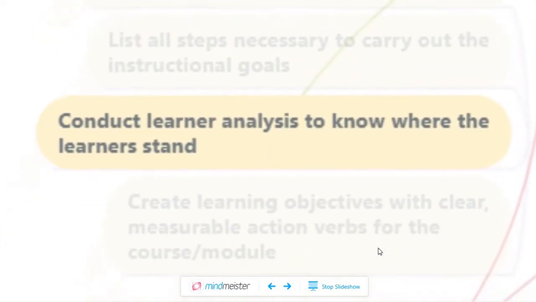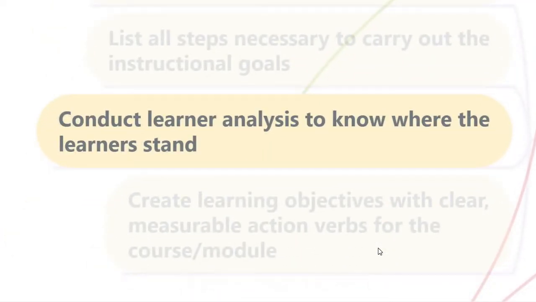The next very important part of the analysis phase is to conduct a learner analysis. In this part, the instructional designer would try to understand and gather the prior knowledge and the prior skill set of the intended learning audience. Only based on this would the instructional designer be able to make the content, the activities and the assessments for the end product, for the project.